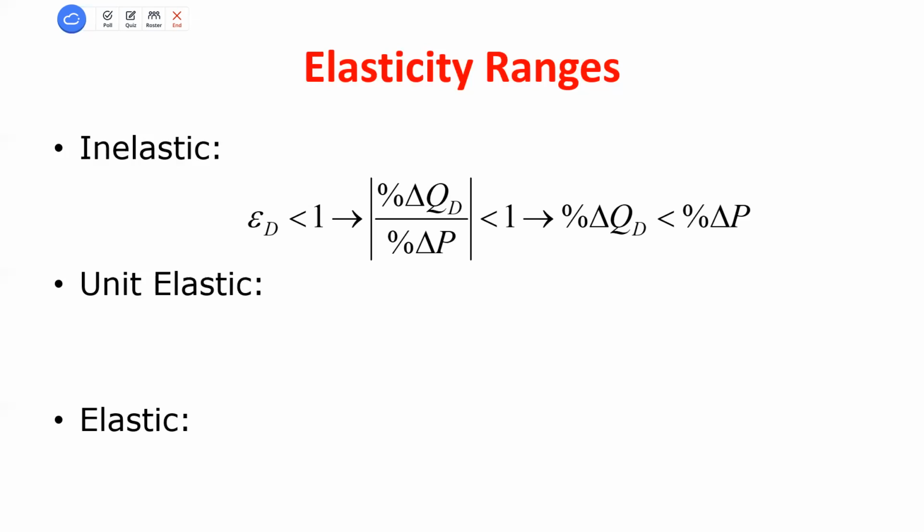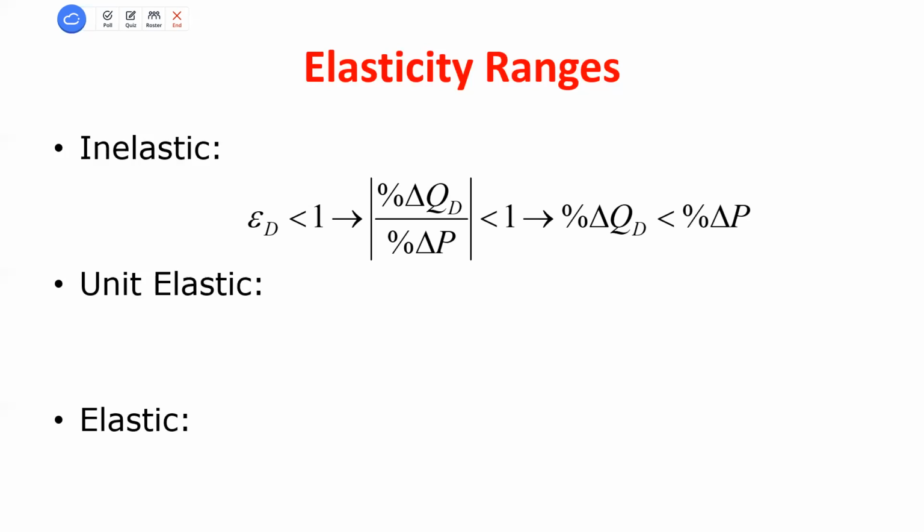So if it's inelastic, it must be that the percentage change in quantity demanded is less than the percentage change in price. Right? Or think about it this way: what's the only way that my elasticity can be less than 1? Well, it's if my numerator is less than my denominator. It's the only way I can get a fraction that's less than 1. If my numerator is less than my denominator, that's the only way that fraction will ever be less than 1.